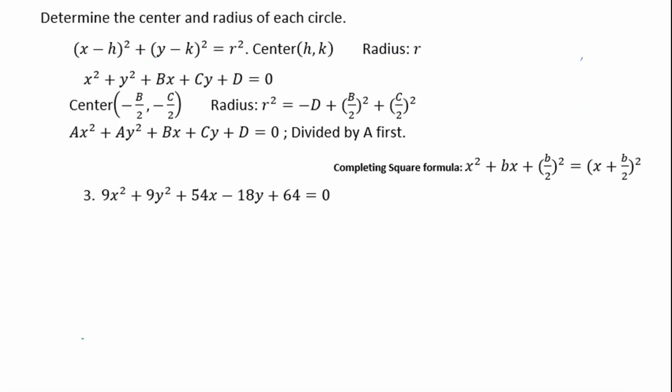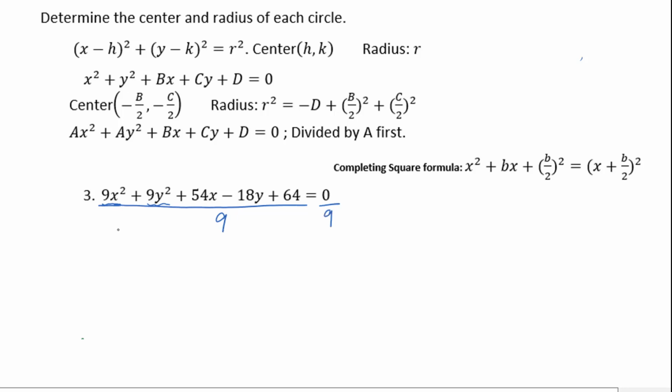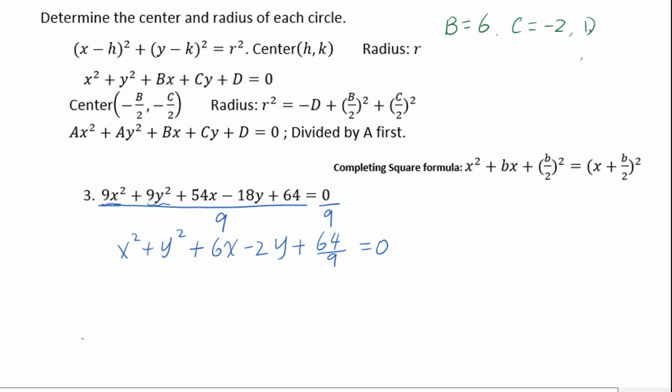Let's go to number 3. In this question, the coefficient of x squared and y squared is not 1. So the first step is to divide both sides by 9. So you get x squared plus y squared, 54 divided by 9 is 6x, minus 2y plus 64 over 9 equals 0. Then we can figure out that b equals 6, c equals negative 2, d equals 64 over 9.